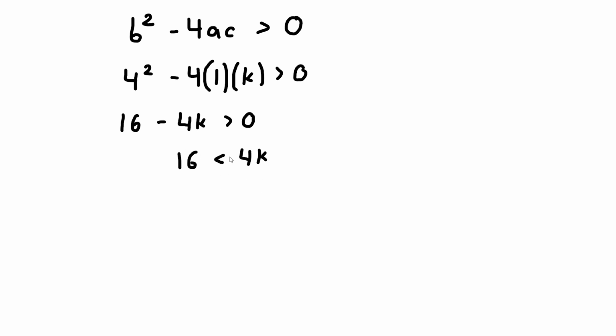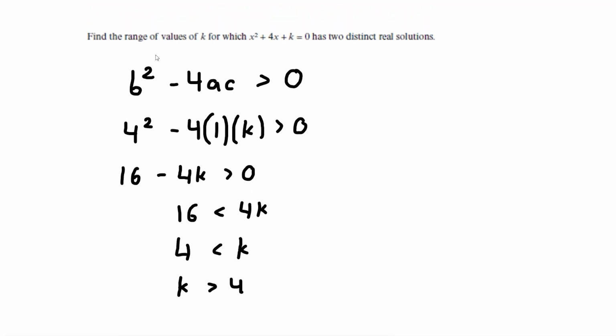So we've got 16 is less than 4k, and then 4 is less than k, because we divide both sides by 4, which means that k is greater than 4. All I've done is just swap the sides and swap the sign. So k is greater than 4. So this is the range of values for when this quadratic has two distinct real solutions.